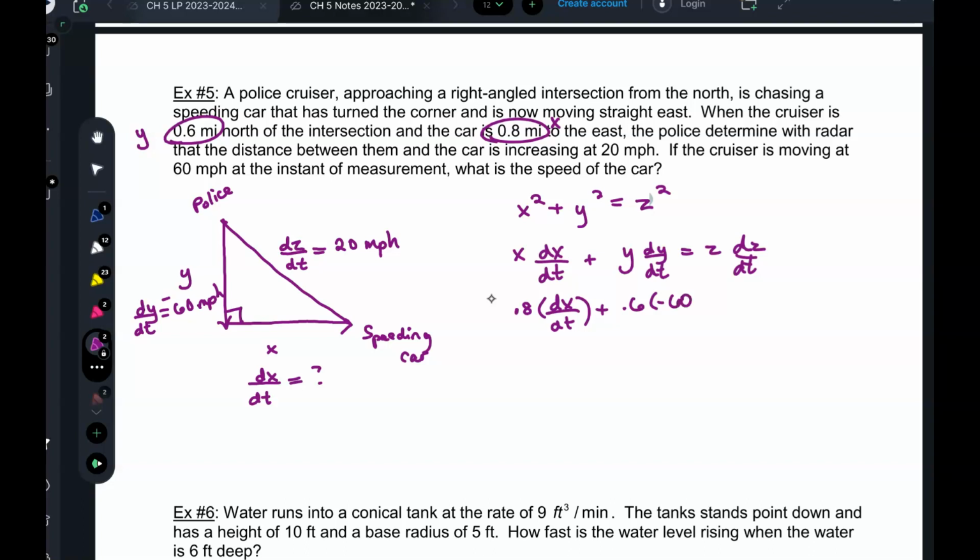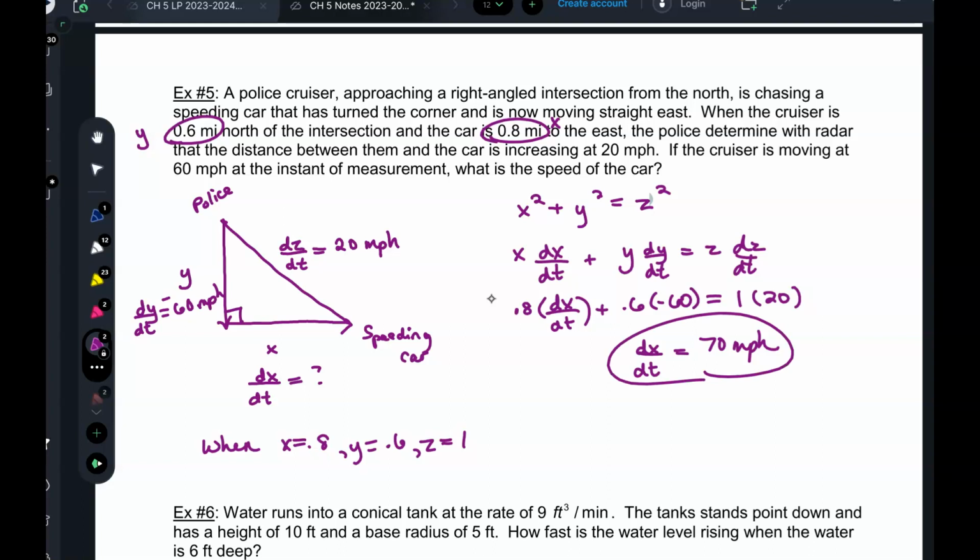We have to figure out the distance between the two first. 0.8 and 0.6 would make this a mile. When x equals 0.8 and y equals 0.6, using the Pythagorean theorem, we get z is 1. Then dz/dt equals 20. So to save some time, we can solve for dx/dt with some simple algebra, and we get 70.